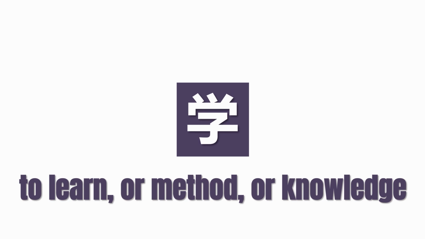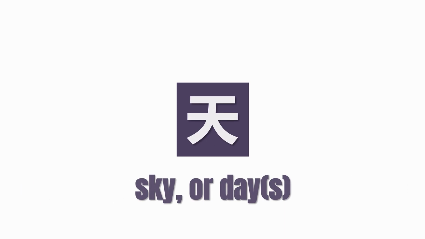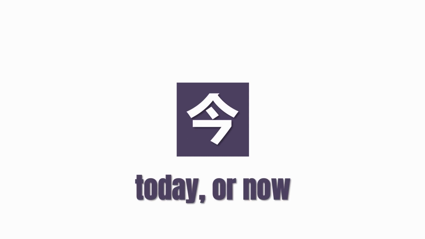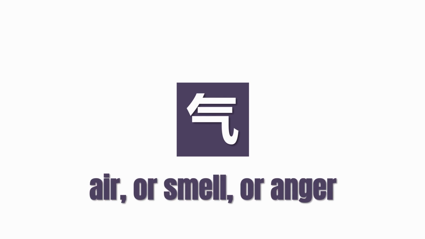学 means learn, but also method or knowledge. 天 means sky, but also day or days. 今 means today, but also now. 气 means air, but also smell or anger. And this goes on and on for each character here. No, this is not what you did with me.